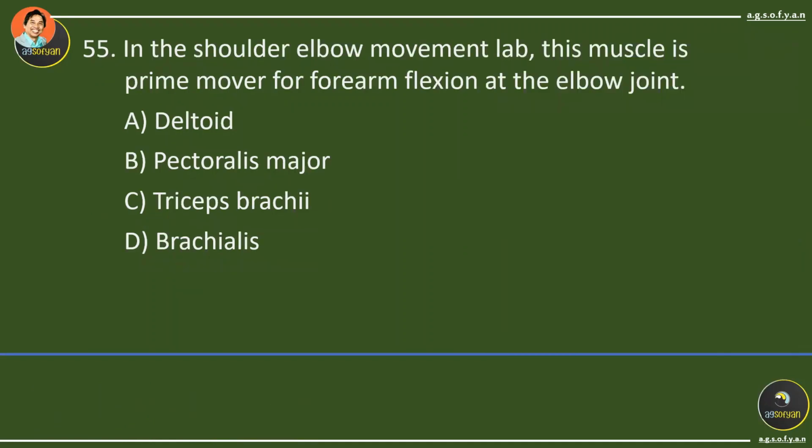In the shoulder elbow movement, this is the lab experiment that you performed. And in the shoulder elbow movement lab, this muscle is the prime mover for forearm flexion at the elbow joint. Okay, so if we have an elbow joint like this, this is the one that moves our hands, flexes our hands at the elbow joint here.